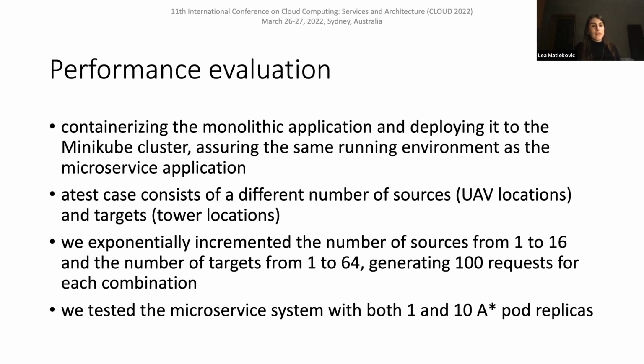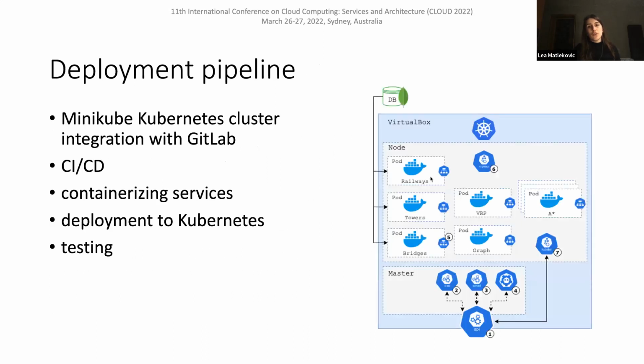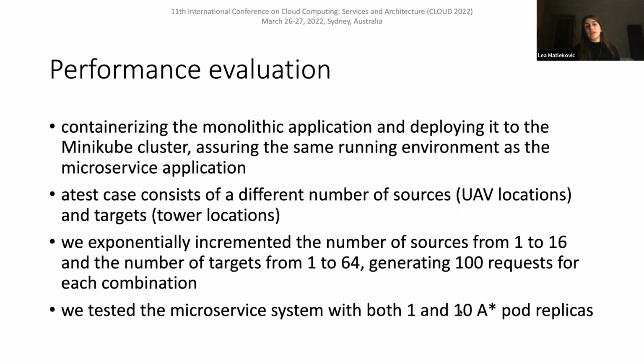We tested the monolithic system, and then we tested the microservices system with just one of each pod deployed, so without scaling. But then we also scaled the A-star pod, because we know that this is where the heaviest calculations are happening. And then we tried to scale it. So we deployed 10 A-star pod replicas to see how it would affect the performance.